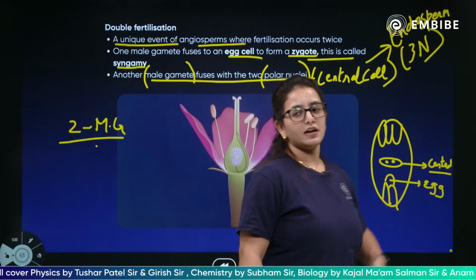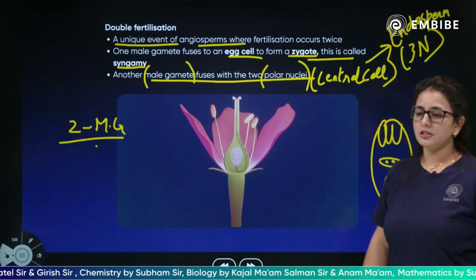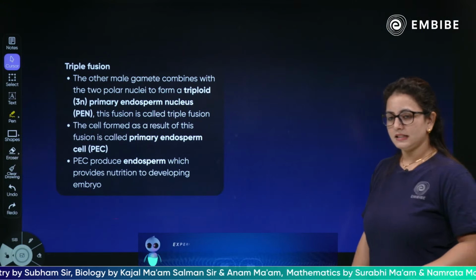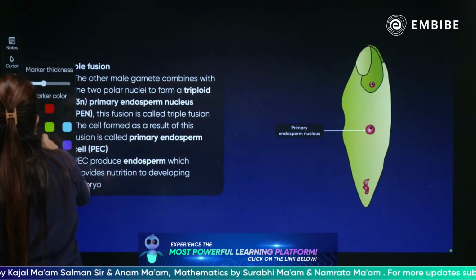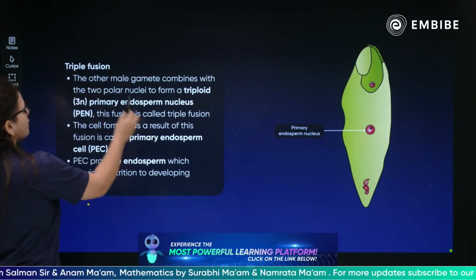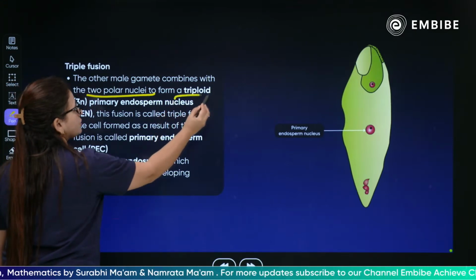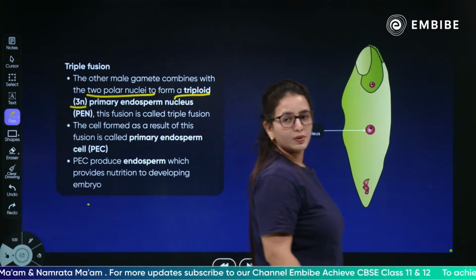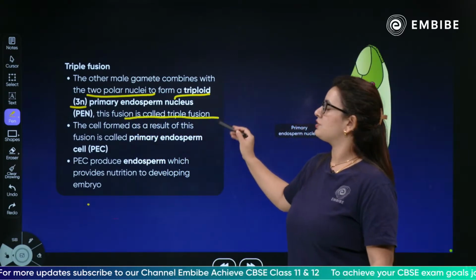But ma'am, what is a triple fusion? Double fertilization you have seen. Let's see what triple fusion is. As you can see, the male gamete which combines with the two polar nuclei forms a triploid structure with ploidy 3n, which forms a primary endosperm nucleus. After this fusion, it is called triple fusion.